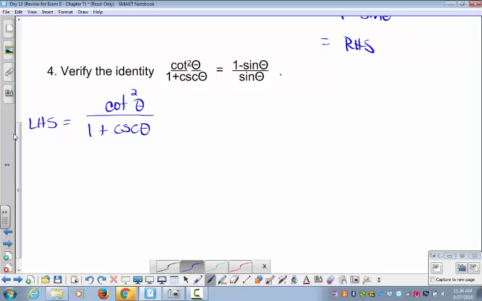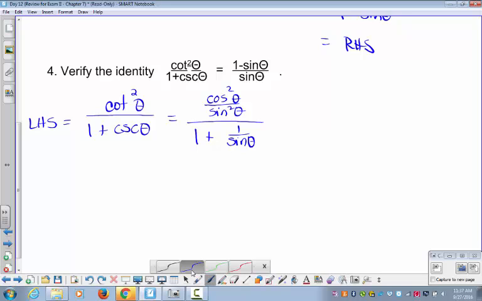Okay, turn things into sines and cosines. Always a great way to go. Turning things into sines and cosines is rarely a bad thing. So that's going to be cosine squared of theta over sine squared of theta in the numerator, and in the denominator, it's 1 plus 1 over sine of theta. Great. Now we have a complex fraction, a fraction of fractions.